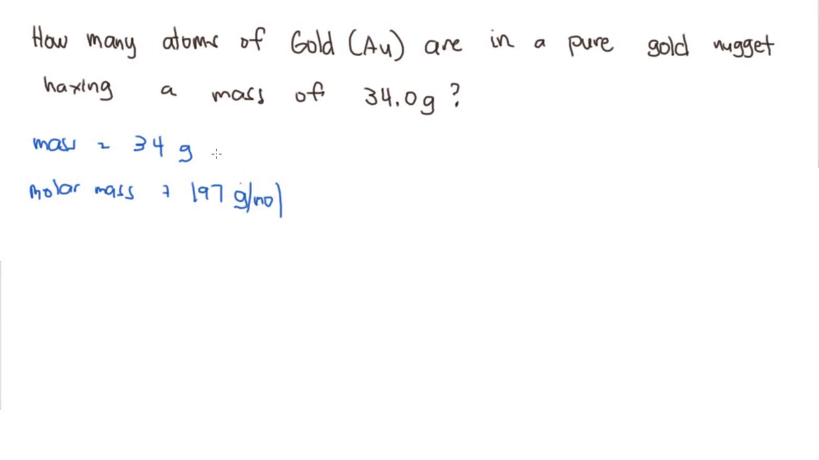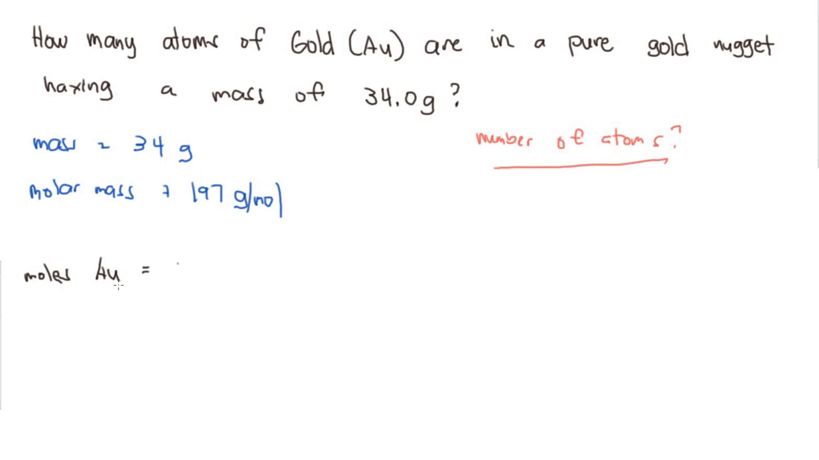Next, we need to find the number of atoms. Using the formula, we need to convert this first into moles, and then convert it into atoms. So let's have the shorthand. We need to get the moles of Au. Given the grams, what we will look for is the mole.